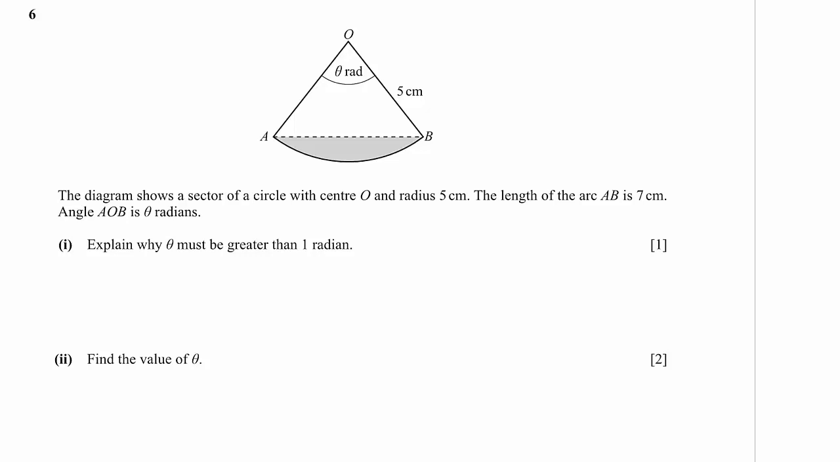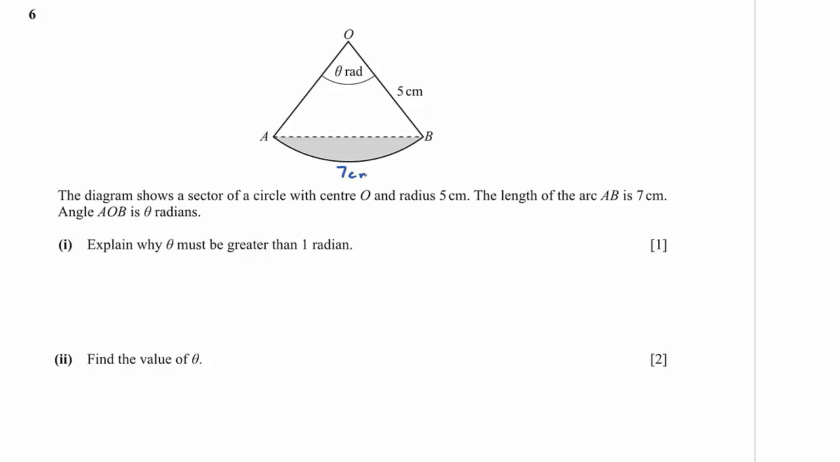The diagram shows a sector of a circle with center O and radius 5 centimeters. The length of the arc AB is 7 centimeters and angle AOB is theta in radians. Explain why theta must be greater than 1 radian.